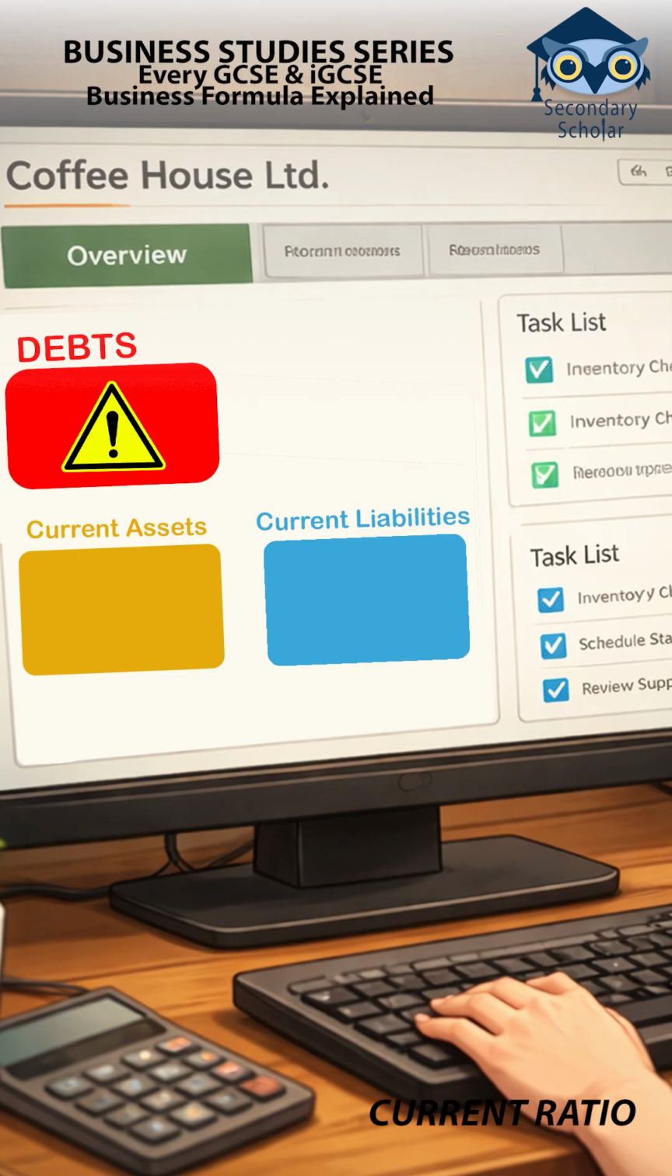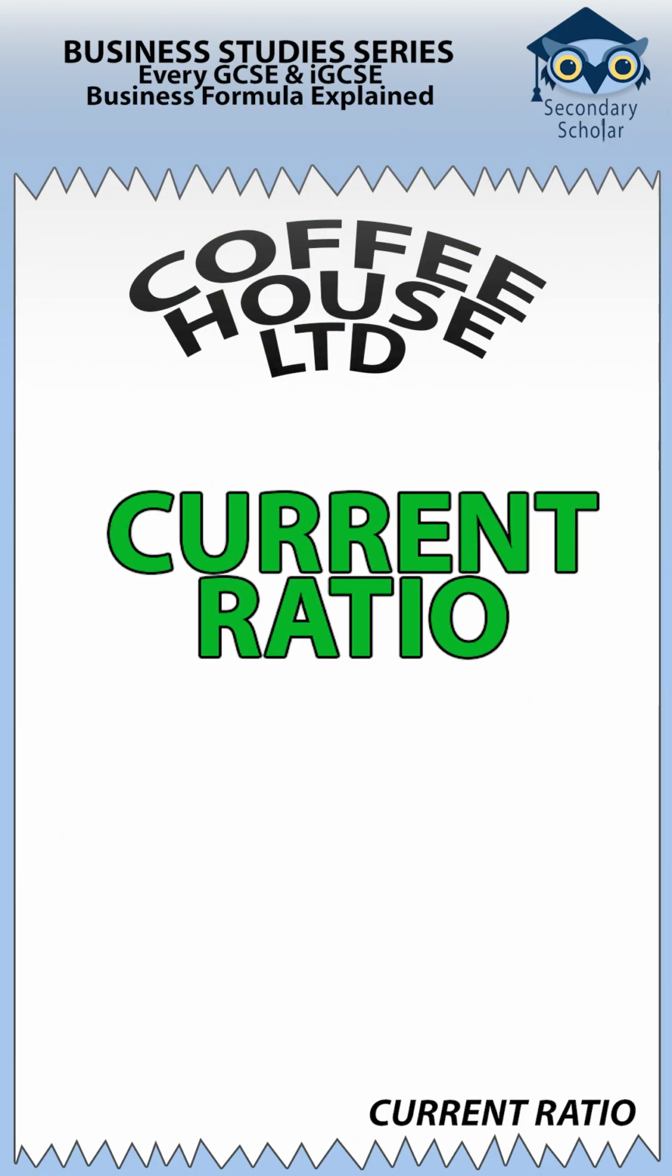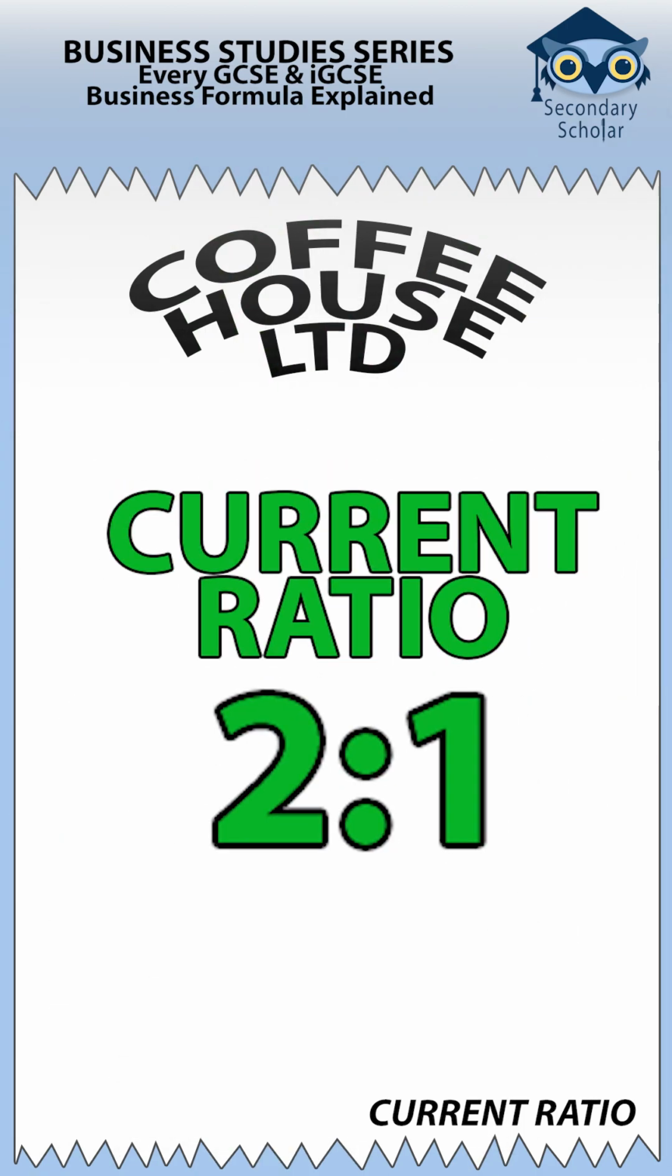Let's apply this to Coffee House Limited. The cafe has current assets such as cash, ingredients and money owed by customers worth $20,000. Its current liabilities such as short-term debts and unpaid bills total $10,000. 20,000 divided by 10,000 equals 2, so the current ratio is 2 to 1. This means the business has twice as many short-term assets as short-term debts.